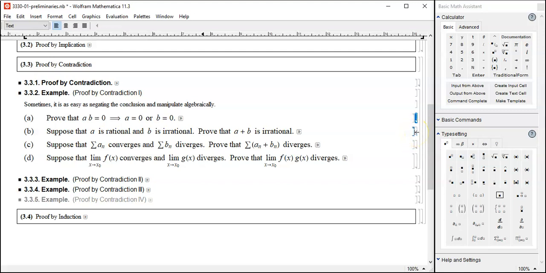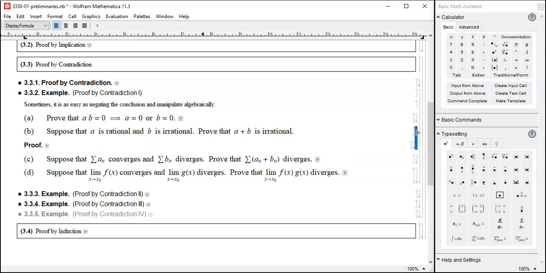A is rational and B is irrational, then A plus B is irrational. Prove it. If both are rational numbers, then rational numbers are closed under addition, multiplication, subtraction, everything. So yeah, the sum is rational and the difference is rational. We have everything. But what if one is rational and the other is irrational?